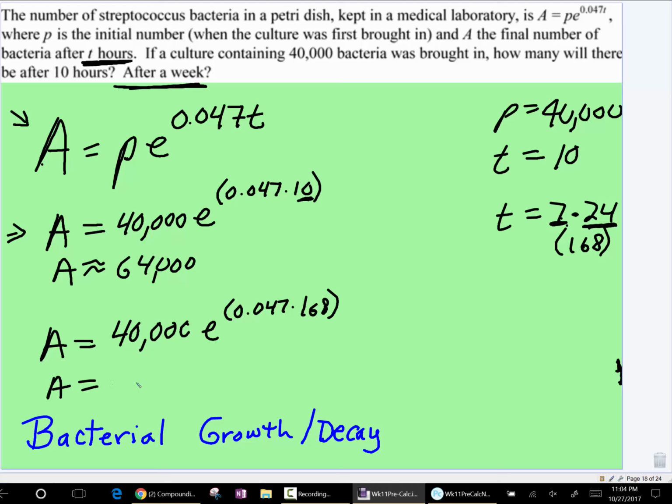The number of bacteria will be, wow, so after 10 hours, it grows to 64,000. But after a week, or 168 hours, it grows to 107,460,589, almost 590. Yikes, that's a lot of bacterial growth in just 1 week. Scary.